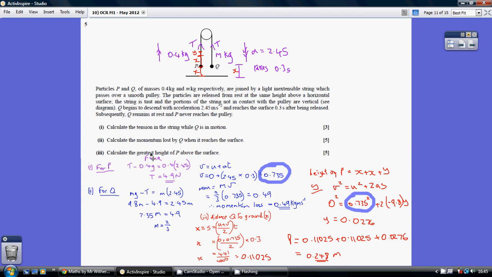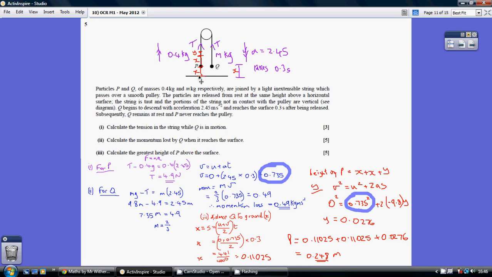Now, part 3, calculate the greatest height of P above the surface. So let's think about it. We've got the initial height, which we'll call x. It's then going to go that height again as Q comes down to hit the ground. Q's going to come down an x, so that's going to be another x that we go up. Then our final component is that the momentum carries P on going up, and once the string is no longer taut, how far do we go? So our height above the ground for P is going to be an x, another x, and then this y component once the tautness in the string is lost, once Q has crashed into the ground.